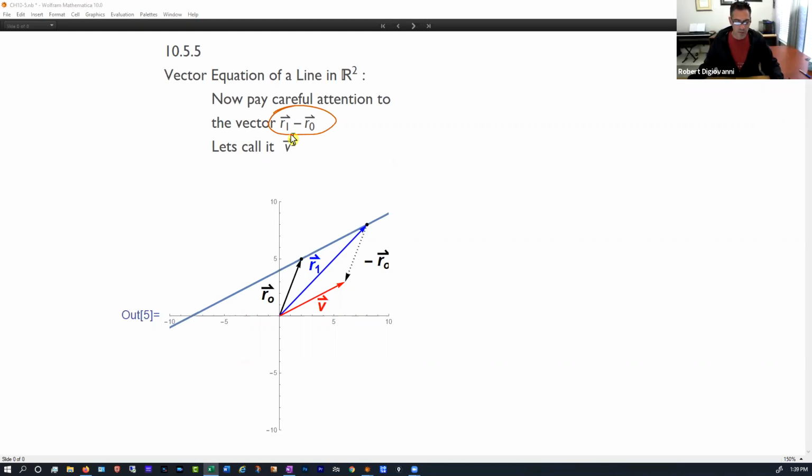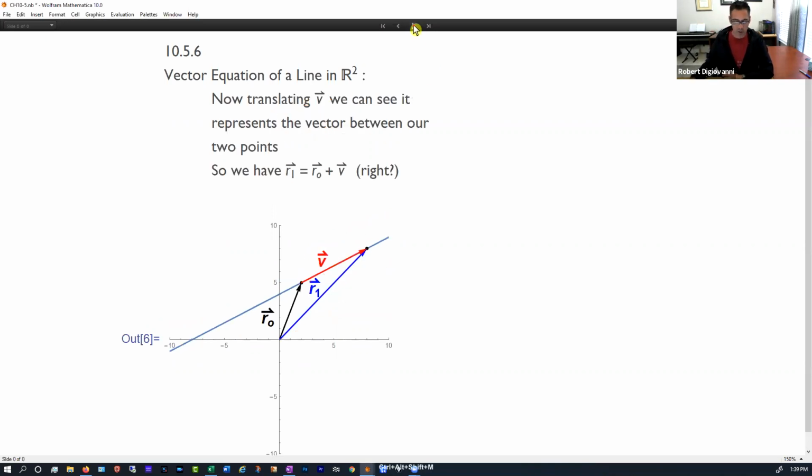This vector is actually the vector that goes from where to where? From the tip of R naught to the tip of R1. Yep, that's this vector right here, isn't it? It's that one. Now it's actually this vector down here, but we're just going to move it up, right? Good. Okay, everyone clear with that? That is R1 minus R naught.